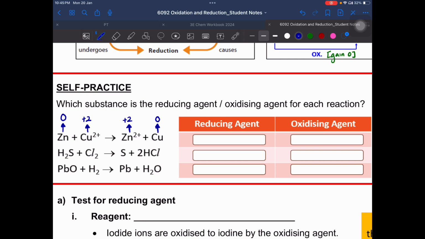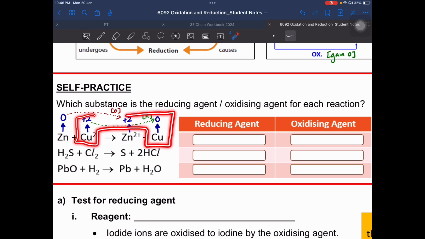So what do you see over here? You see that this zinc actually went from 0 to +2, therefore we say that zinc is being oxidized. We also see that the copper went from +2 to 0, and therefore it's being reduced. So now let's look at it just from the perspective of the copper. Copper was being reduced. It went from +2 to 0 in terms of the OS, the oxidation state.